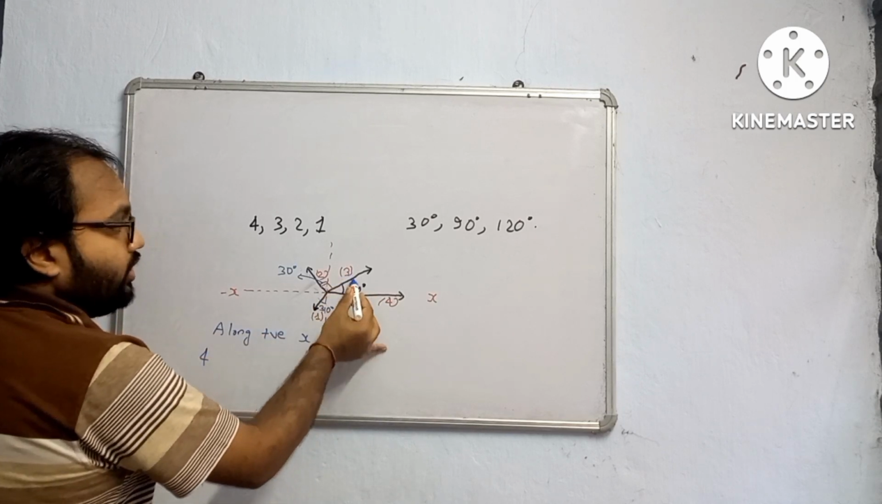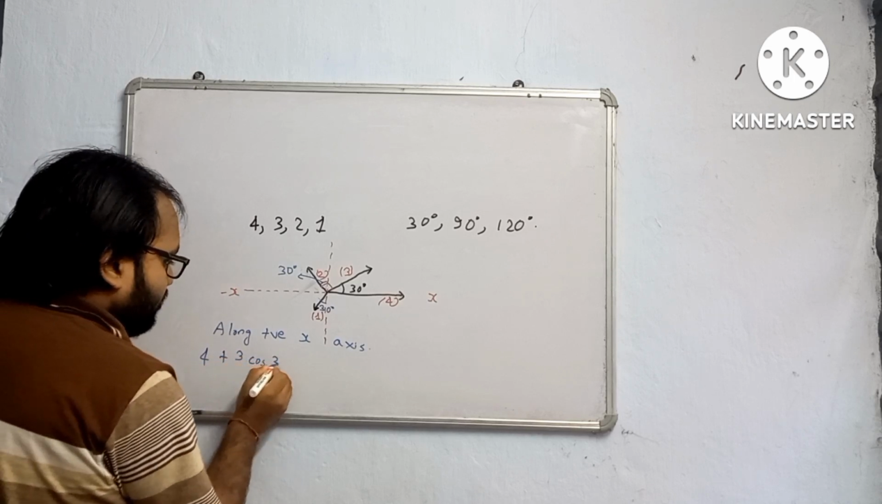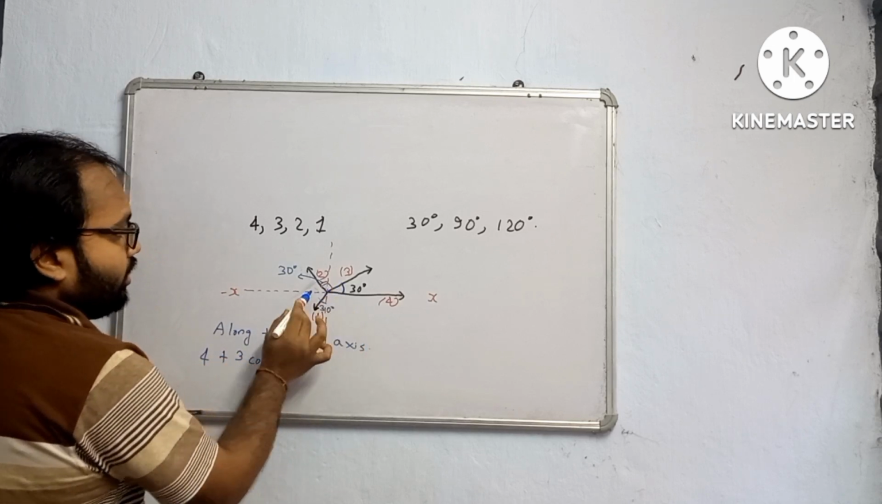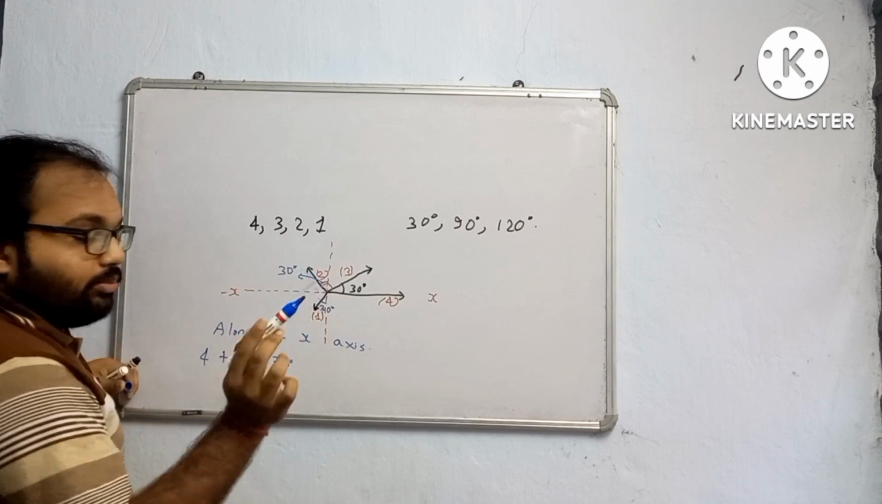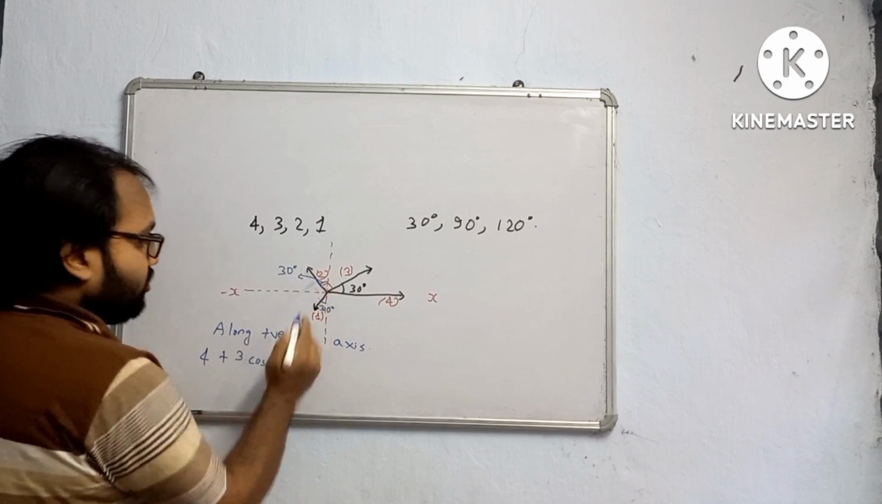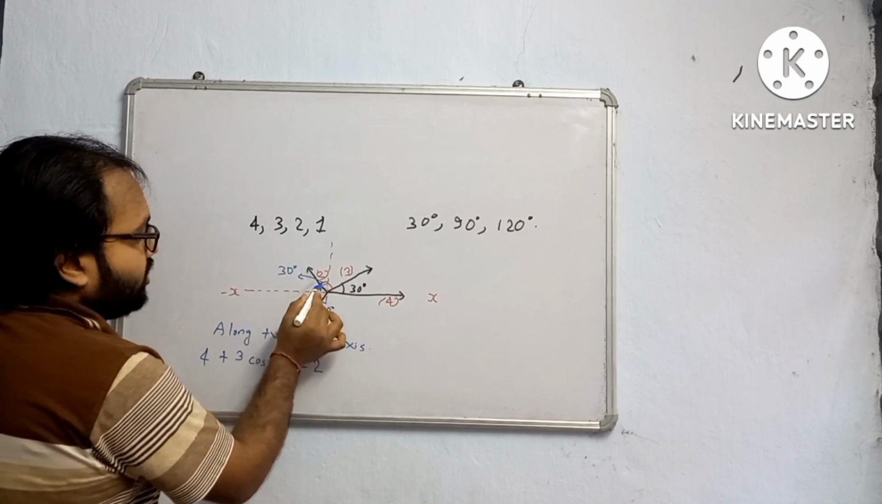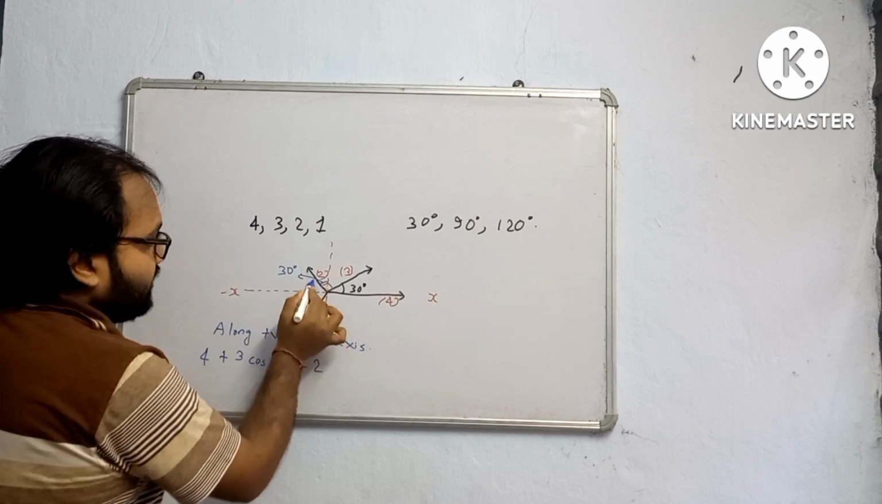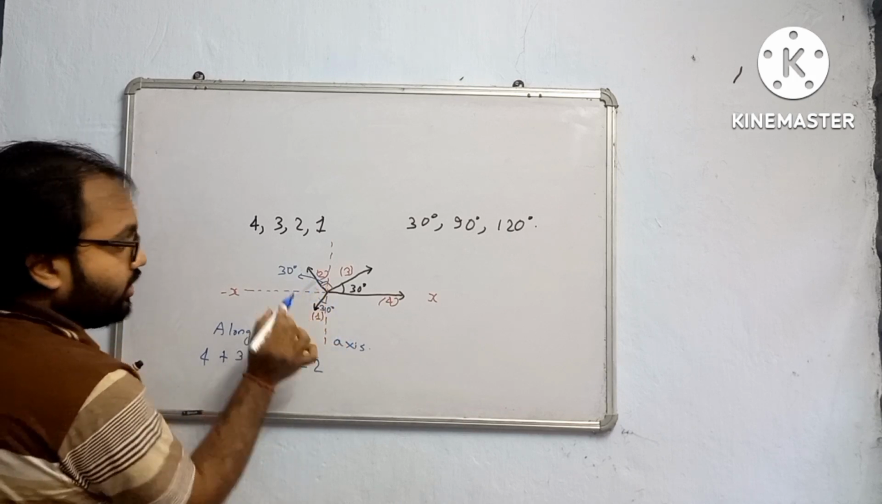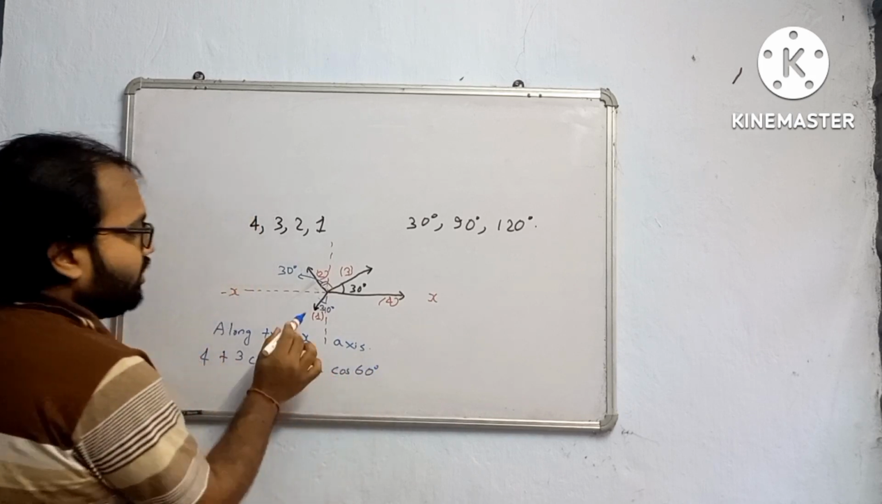3 is the unit cos 30 degree plus 3 cos 30 degree. Now the vector having magnitude 2, its component will be on the negative x-axis, so we will write minus, magnitude is 2, and this will be equal to cos 60 degree, as the angle which is remaining here is 60 degree. 2 cos 60 degree.